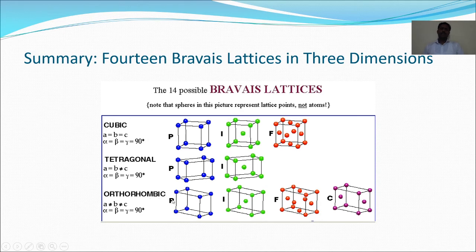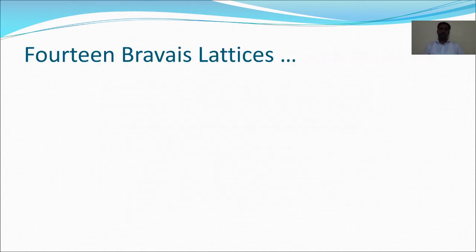For the orthorhombic system, there are 4 possible arrangements. The first one is simple orthorhombic, in which 8 atoms are at 8 corners. Body-centered orthorhombic, in which 8 atoms are at 8 corners, 1 is at the center. For face-centered orthorhombic, 8 atoms are at 8 corners and one at each face. For end-centered, 8 atoms are at 8 corners and 2 are at opposite end centers. So these are called end-centered orthorhombic.